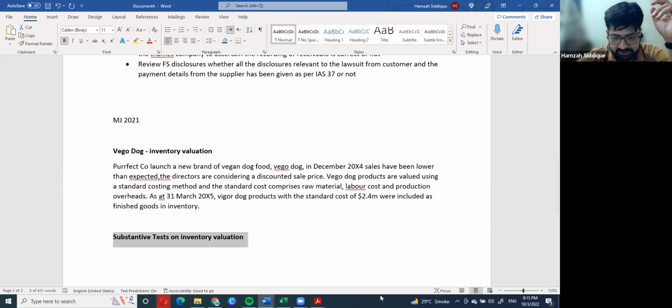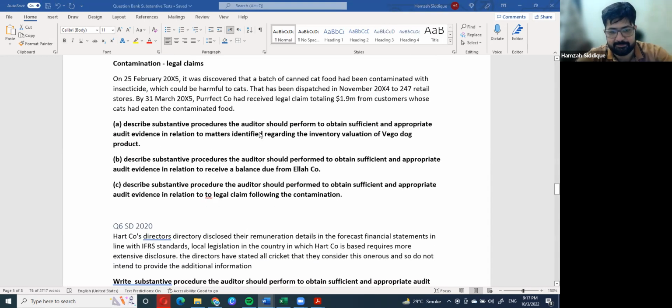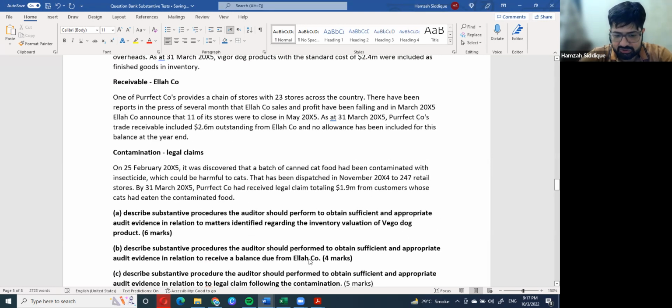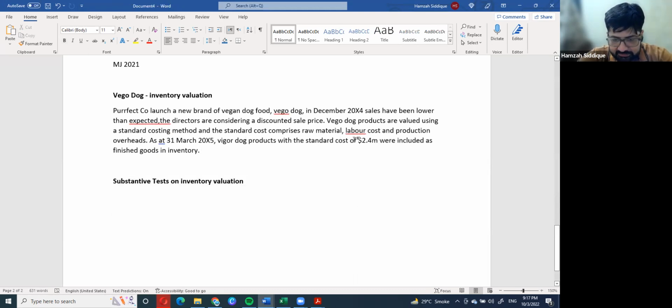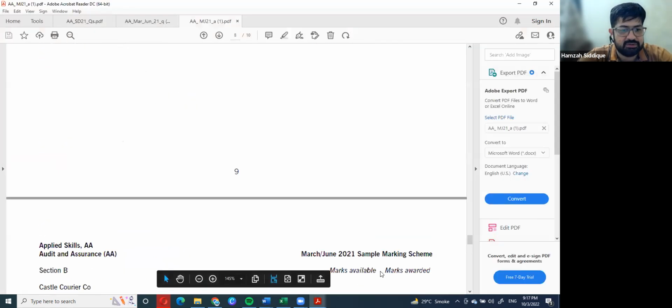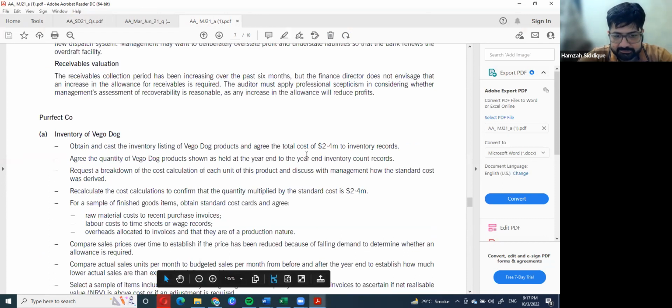So there are 5 marks for this question, so 5 procedures have to be written. 5 marks means 5 procedures. 6 marks, sorry, 6 procedures. 6 for this, 4 for that, 5 for it. Like this, so it's not that difficult. So 6 procedures. First of all, they say how much is the total? 2.4 million is the finished goods inventory in total, right?